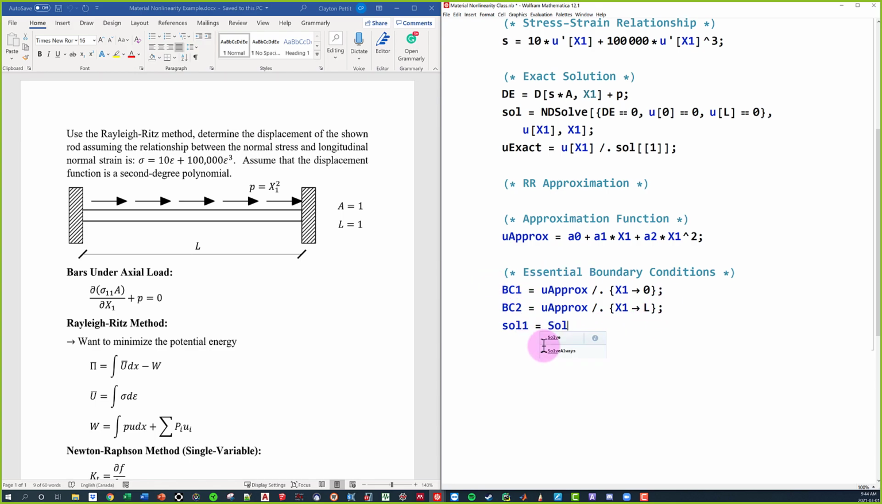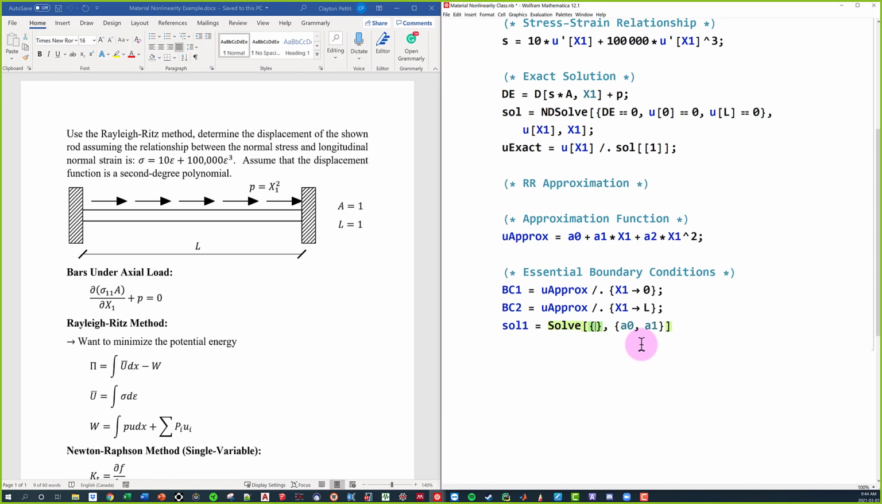So I'm going to use my simple solve command, which basically takes in 2 inputs. The first one is what are our equations and what are they equal to? And then on the other side is what are we trying to solve for? So we already said that we're going to solve for A0 and A1. Again, we have 2 equations. We can do 2 unknowns.